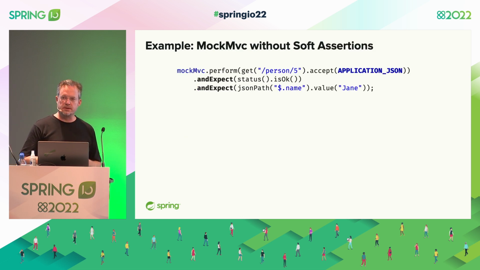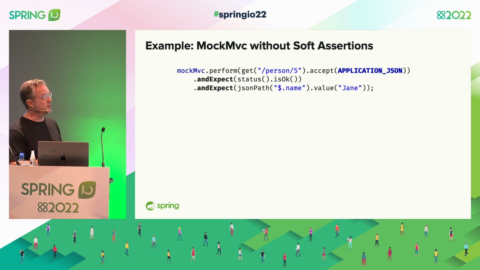Now we're going to talk about these soft assertions. If you haven't seen these before, this should make it more concrete. So in the past, you might have had something like this: perform a GET request to person/5, expecting JSON as a response. The status should be OK, should be a 200 HTTP response, and in the JSON response, the name will be Jane. For that, person 5 should be Jane.